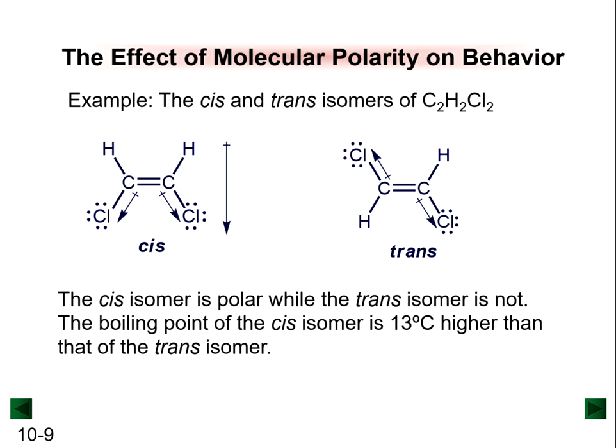the trans. The boiling point of the cis isomer turns out to be 13 degrees higher than that of the trans isomer, even though they have the same molecular formula and they have identical bonding from a simple perspective. 2 carbon-chlorine bonds, 2 carbon-hydrogen bonds, and 1 carbon-carbon double bond.